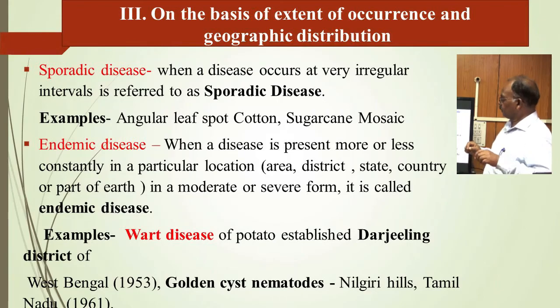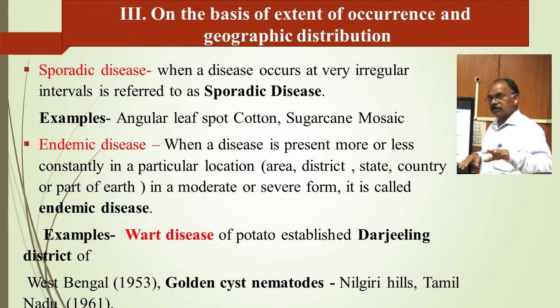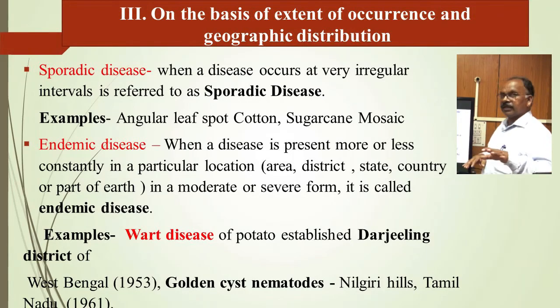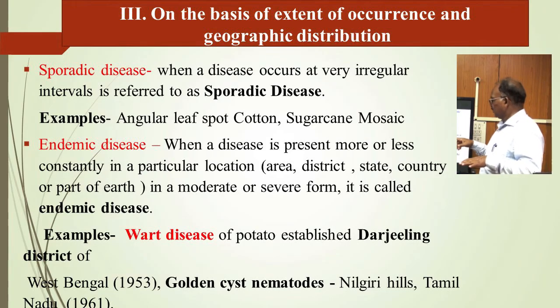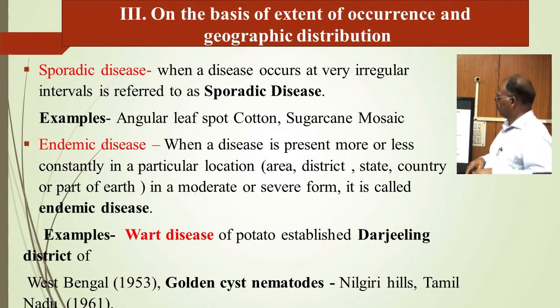For example, what disease of potato? This disease was established in Darjeeling district of West Bengal in 1953. Another example is golden cyst nematode, that is caused by Globodera rostochiensis. This nematode was established in Nilgiri Hills in Tamil Nadu in 1961.